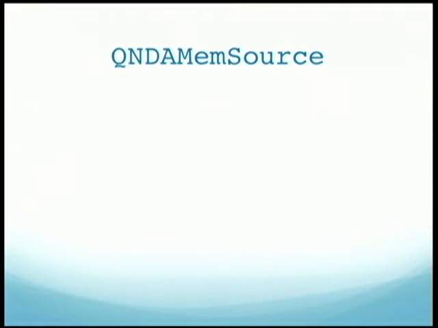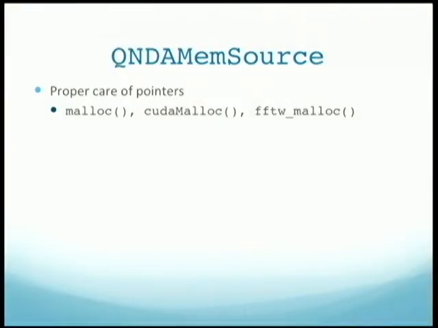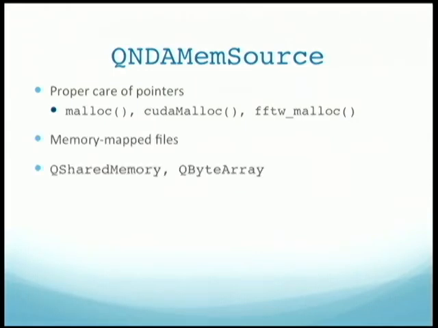But we have to be able to store and access data and have it go away when the last reference is decremented. So we have this QNDA mem source class, which is going to take good care of pointers. When you instantiate it, you give it a size, and when the reference count becomes 0, it's going to free it, or CUDA free, or whatever you want it to do. And we have to support memory mapped files. There's just no way to not support that. We're going to use the platform independent classes in Qt to do all the dirty work for us, so we're still able to stay at a high level with a lot of these things.